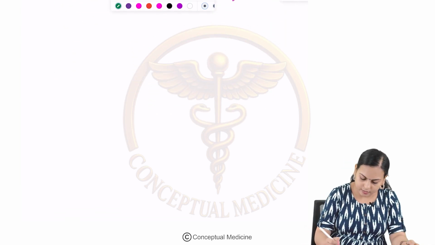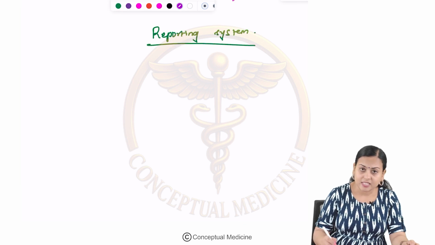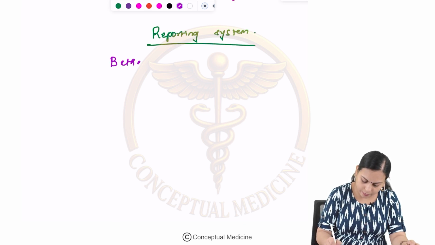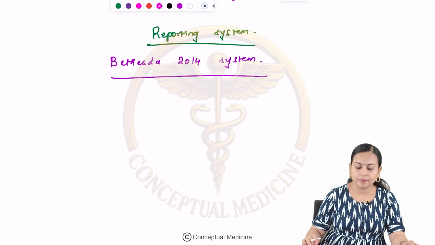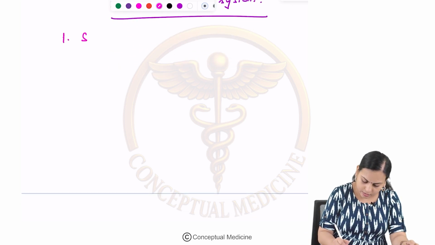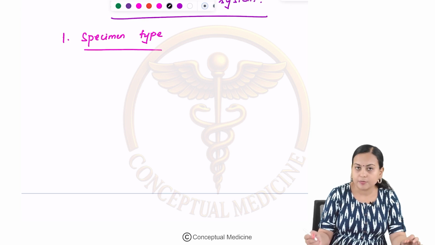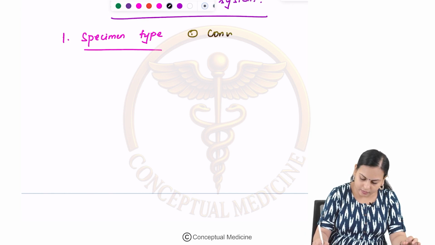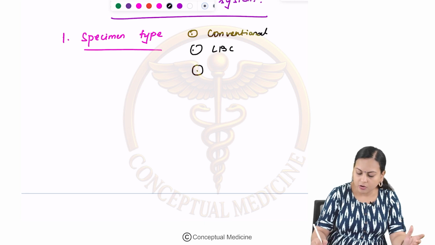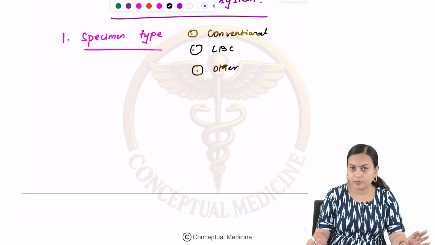Now, let us discuss the reporting system of pap smear. Okay, reporting system of pap smear, that is the Bethesda 2014 system for cervical cytology. So, the first point we have to know is the specimen type. I told you the specimen type can be either a conventional pap smear, or a liquid based cytology, or if any other method is used, then you have to mention that also.